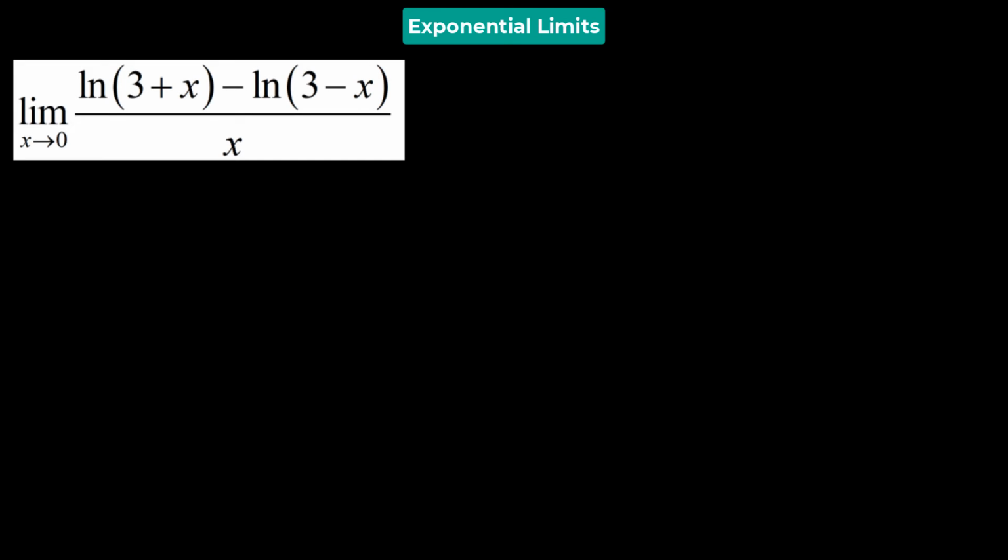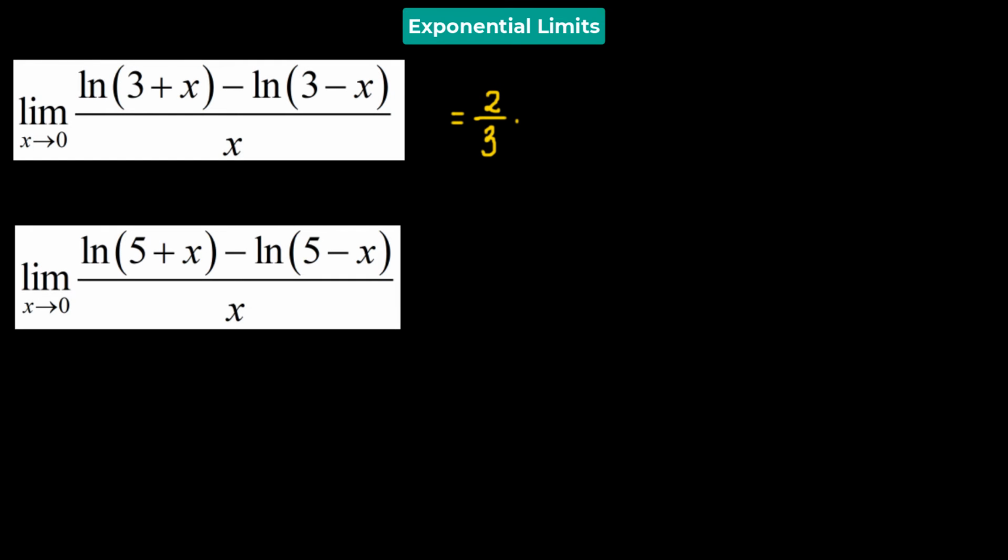This problem is similar to the previous one. Instead of a, we have the number 3. We can solve it using the same method as in the previous problem, where for this particular case I'm just going to replace a by 3. So this is equal to 2 over a, and a here is 3, so the answer will be 2/3. That's it. Let's do another. The limiting value of the similar function, log of (5 plus x) minus log of (5 minus x) over x, is equal to 2 over a. Here a is 5, so we have 2 over 5.